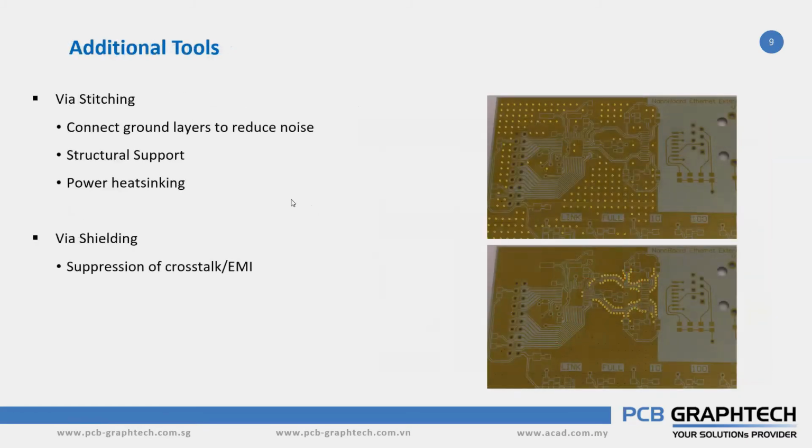Next one, additional tools. In the additional tools, we are going to see how to do the wire stitching and wire shielding, because wire stitching and wire shielding are done for high frequency circuits. First we go for wire stitching. Wire stitching is used in high frequency design or high speed design applications. Mainly it is done on the polygons.